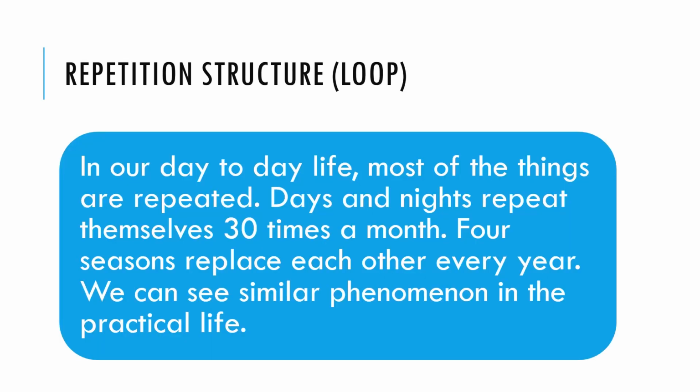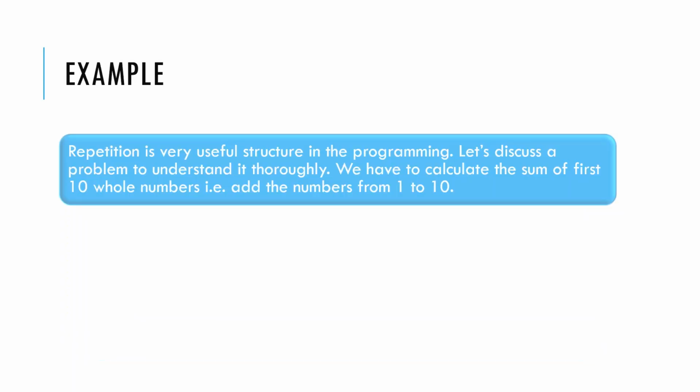Now, repetition structure. In our day-to-day life, most things are repeated. Days and nights repeat themselves 30 times a month. 4 seasons replace each other every year. We can see similar phenomena in practical life. For example, in the payroll system, some procedures are the same for all the employees. They are repeatedly applied while dealing with the employees. So repetition is a very useful structure in programming.